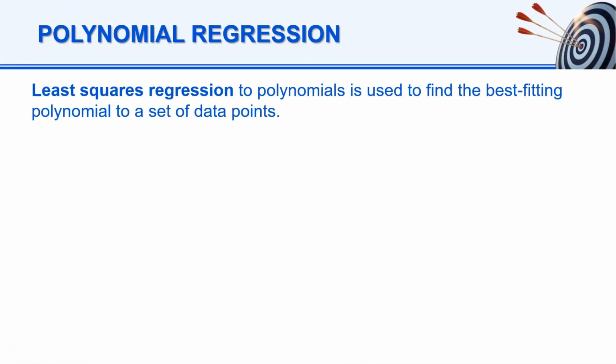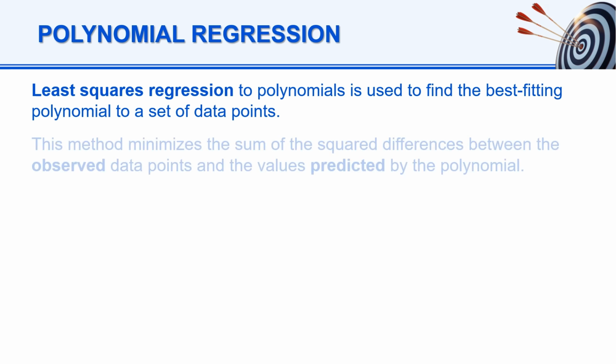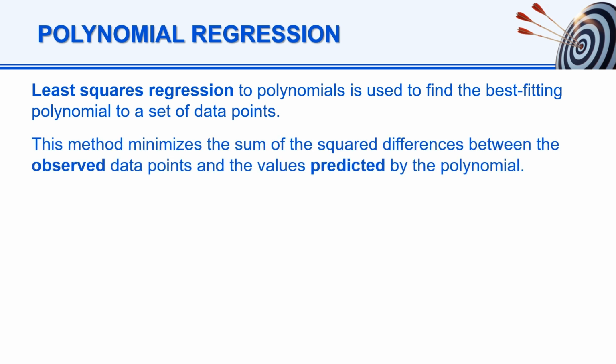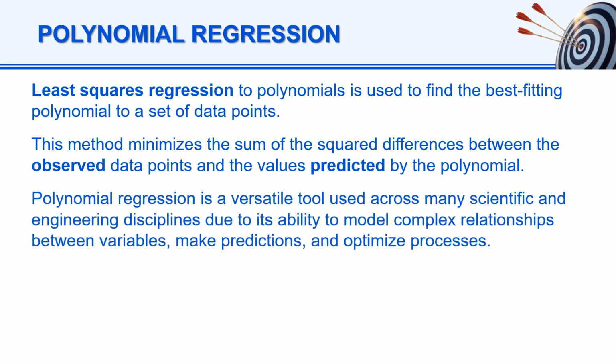Least squares regression to polynomials is used to find the best-fitting polynomial to a set of data points. This method minimizes the sum of the squared differences between the observed data points and the values predicted by the polynomial. Polynomial regression is a versatile tool used across many scientific and engineering disciplines due to its ability to model complex relationships between variables, make predictions, and optimize processes.